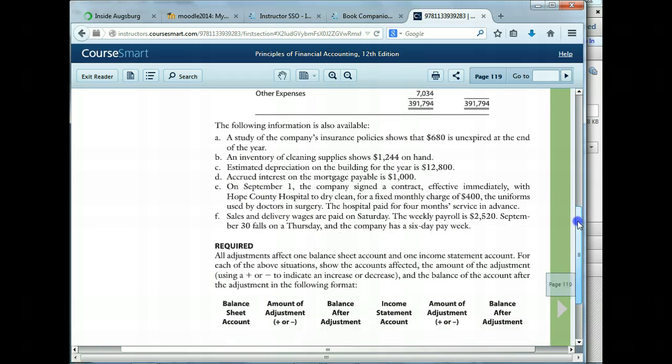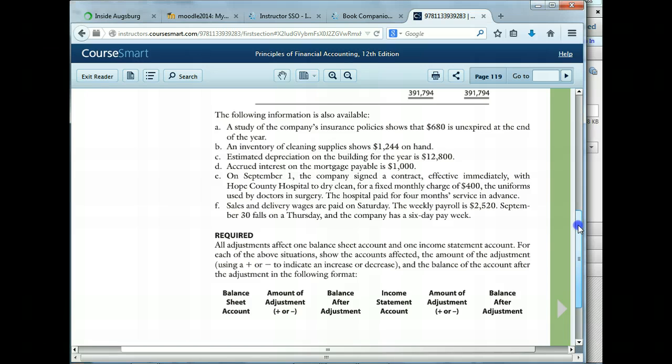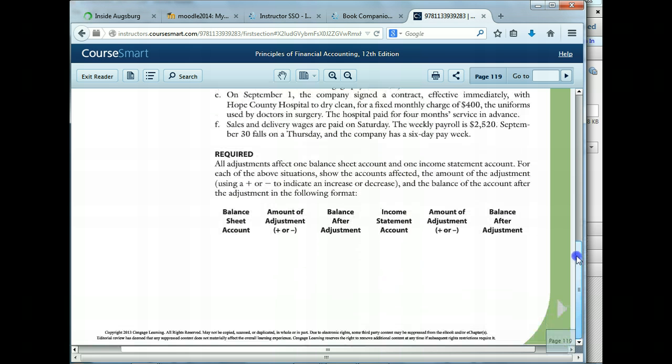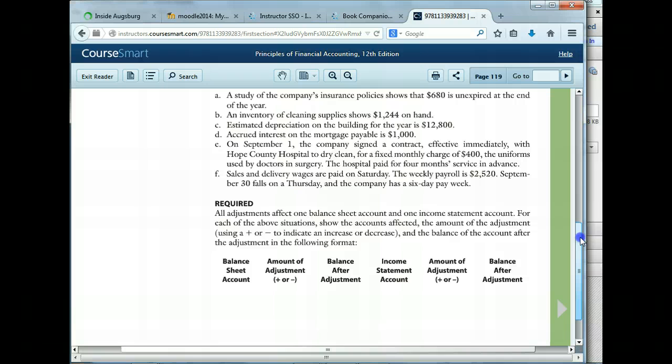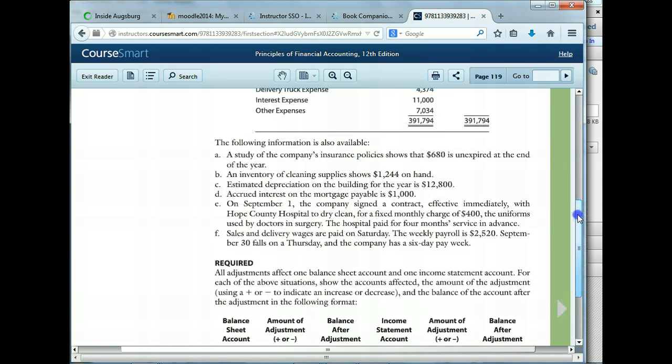And basically what we are going to need to do related to those adjustments is show which adjustment affects the balance sheet account and which one is going to affect the income statement account. And from there, show how it was affected and then the balance after those adjustments. So let's take a look at the first one here.